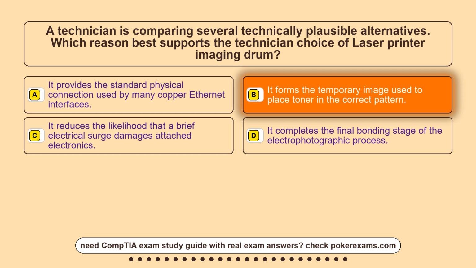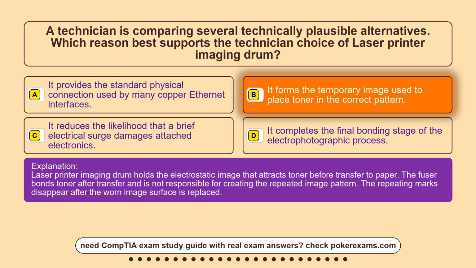The correct answer is option B. It forms the temporary image used to place toner in the correct pattern. Laser printer imaging drum holds the electrostatic image that attracts toner before transfer to paper. The fuser bonds toner after transfer and is not responsible for creating the repeated image pattern. The repeating marks disappear after the worn image surface is replaced.